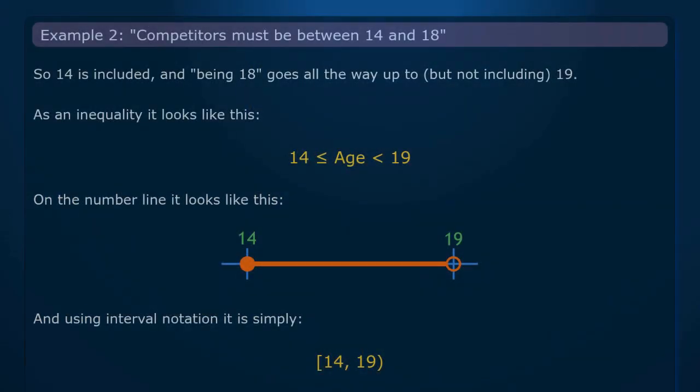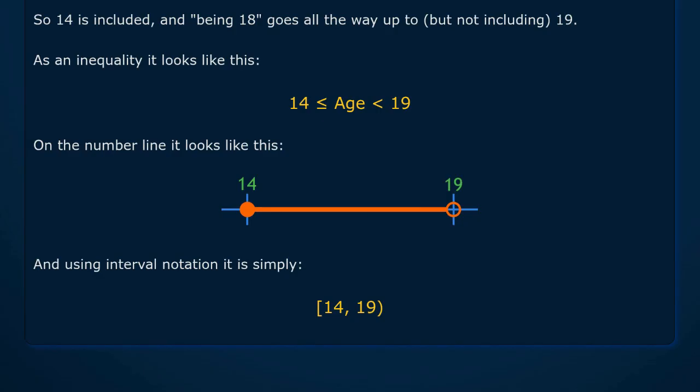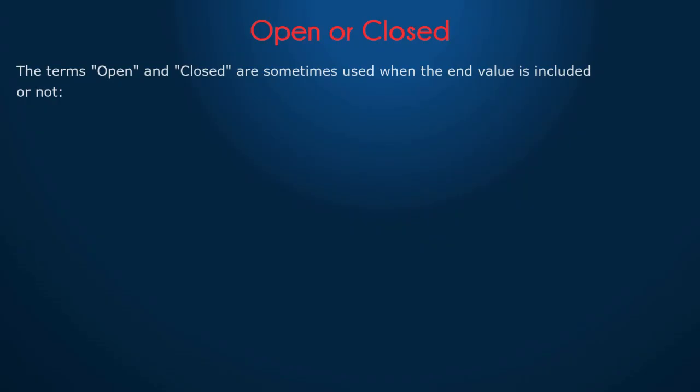Example, competitors must be between 14 and 18. So 14 is included, and being 18 goes all the way up to, but not including, 19. As an inequality, it looks like this. 14 less than or equal to age, less than 19. On the number line, it looks like this. And using interval notation, it is. The terms open and closed are sometimes used when the end value is included or not.